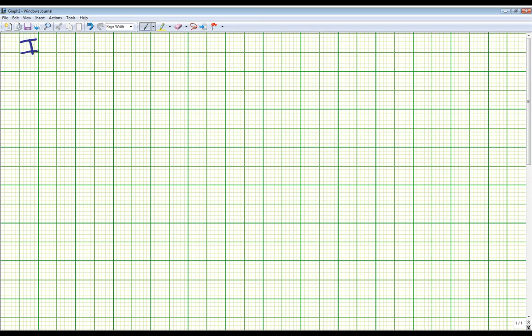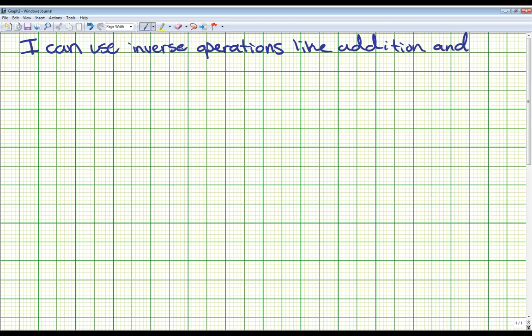I can use inverse operations. I'm actually going to add a couple of words here after that. Inverse operations like addition and subtraction to solve equations.